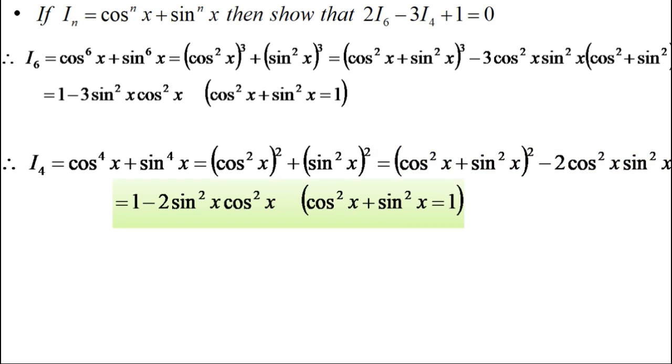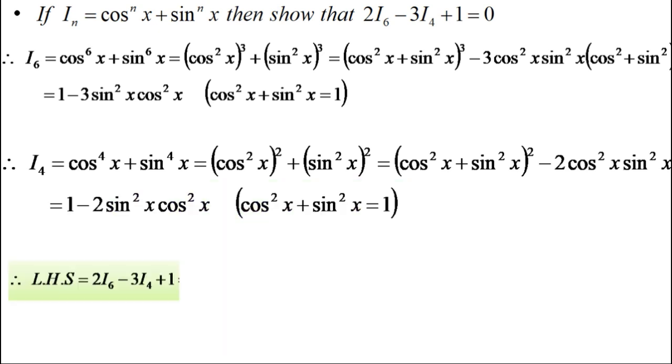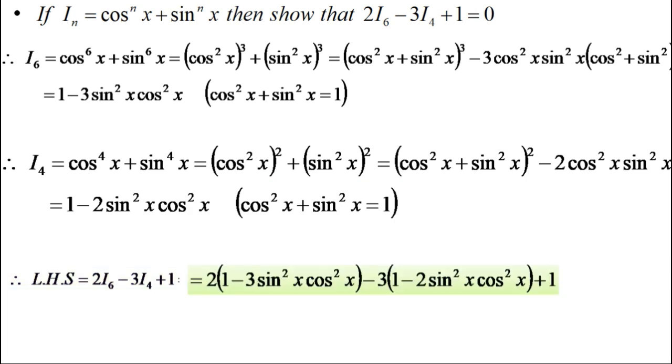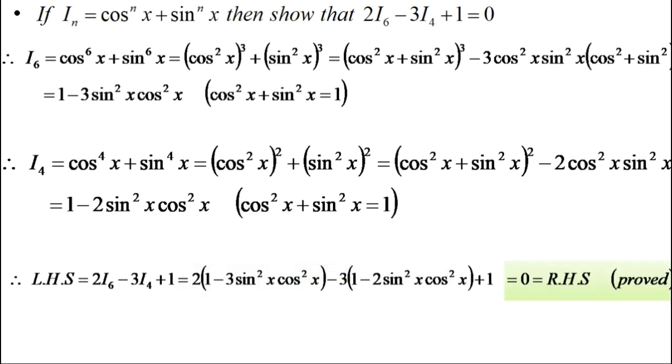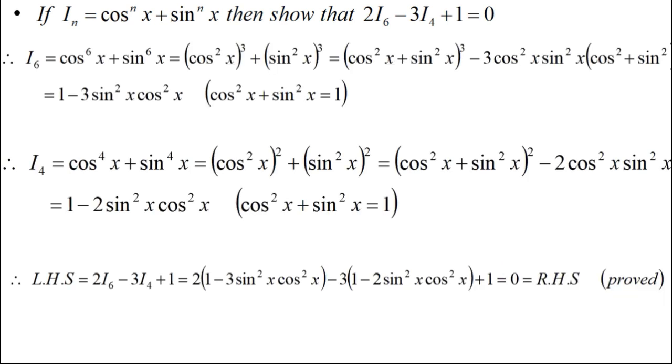Now the LHS of this problem is 2 I6 plus 3 I4 plus 1. Here we will first put the values of I6 and I4, and we get 2 into (1 minus 3 sin square x cos square x) minus 3 into (1 minus 2 sin square x cos square x) plus 1. Simplify this and we get 0, which is the RHS, hence proved.